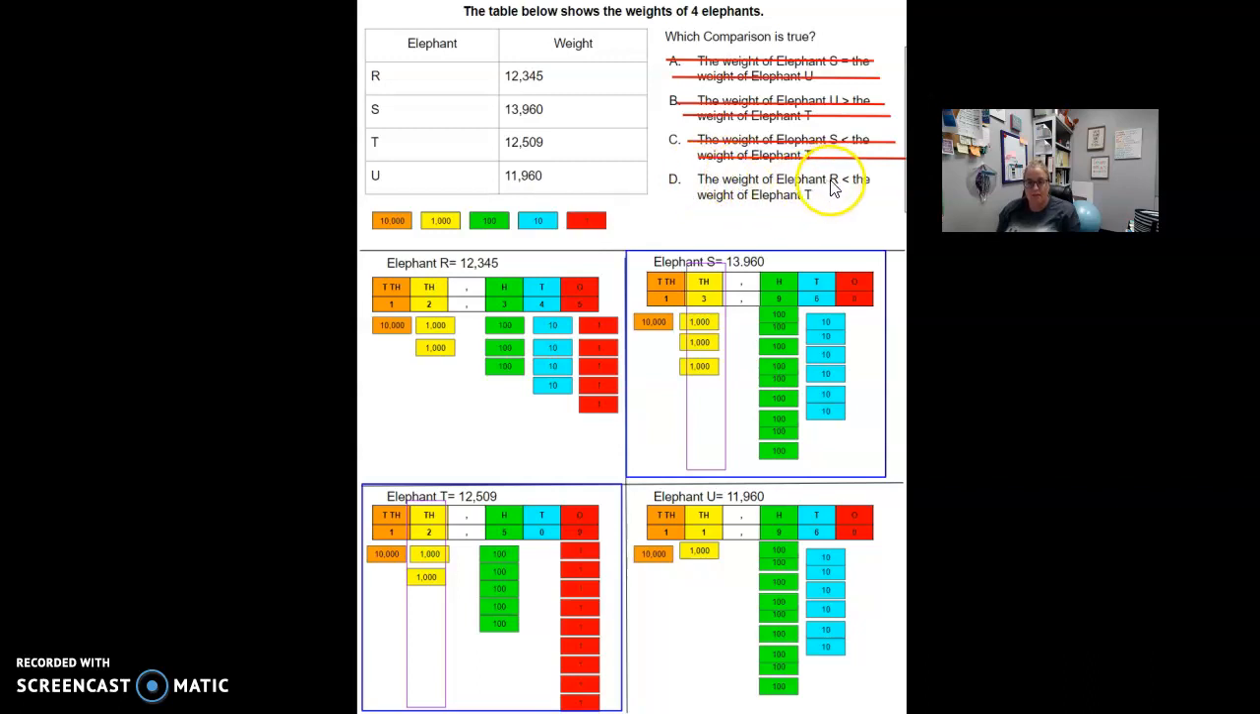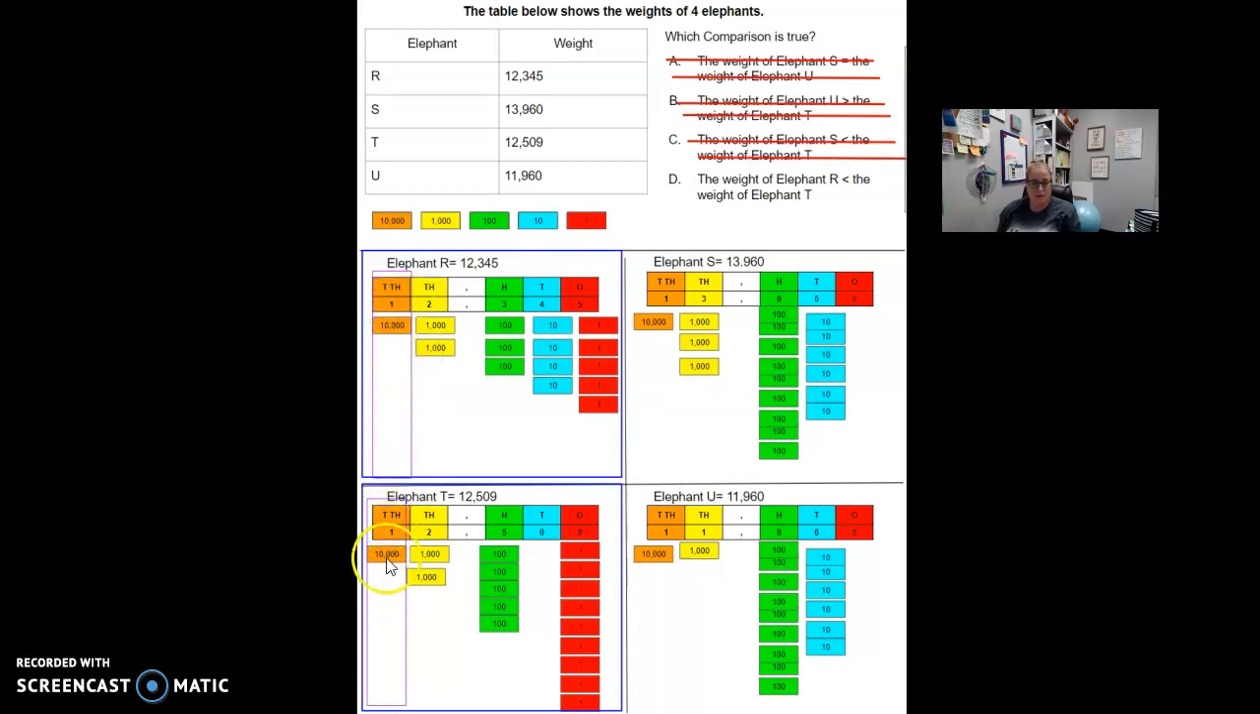So now I'm looking at elephant R, and I'm looking at elephant T. When I look at elephant R and elephant T, I'm going to do the same thing I've been doing. I'm going to start at the left side of my place value chart, and I'm going to look at my 10,000s. Well, elephant R has 1 ten-thousand and elephant T has 1 ten-thousand. Again, that's great, but that doesn't help me compare. So now I'm going to move to my thousands place. In my thousands place, I'm able to see that elephant R has 2 thousands and elephant T has 2 thousands. Well, again, that's great, except it doesn't help me. So I have to keep going. So I'm going to move to the next place value, my hundreds place.